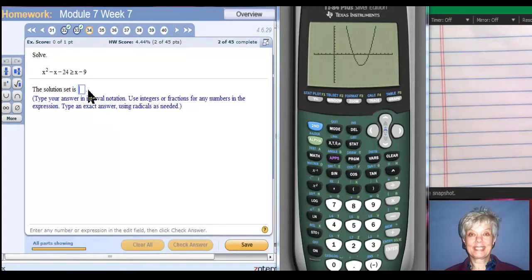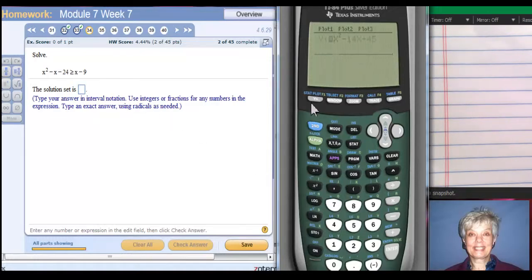Let's move on to the next one. Aha! This is where it gets tricky. We see x squared minus x minus 24 is greater than or equal to x minus 9. There is a way to do it like that, but I say, why make life hard for ourselves? I'm going to hit delete. No, I'm not. I'm going to hit clear.